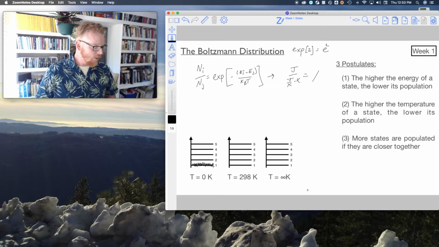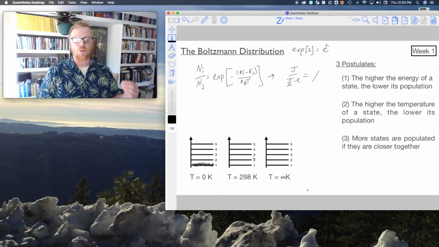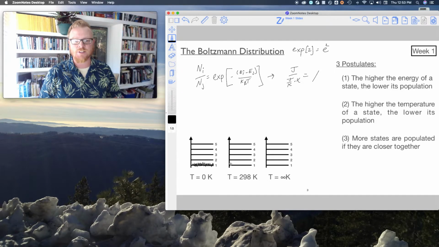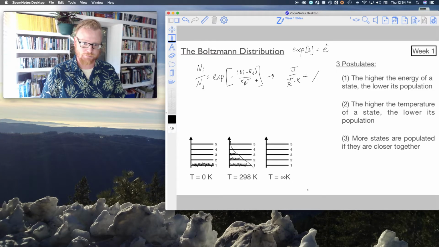Okay? So what if I heat something up to room temperature? Same molecule, same energy levels, but now I heat it up to room temperature. Well, I'm going to be giving this molecule thermal energy so that it can populate higher states. All right, so perhaps now only a fraction of those molecules are in the ground state. Some might even be in the first excited state, and some might even be in that third excited state. So it's going to make a distribution of states given to us by Boltzmann.